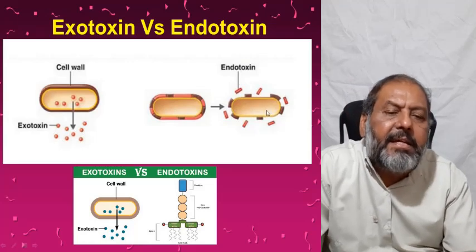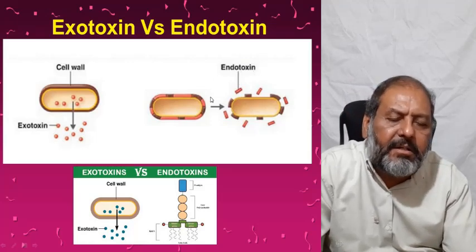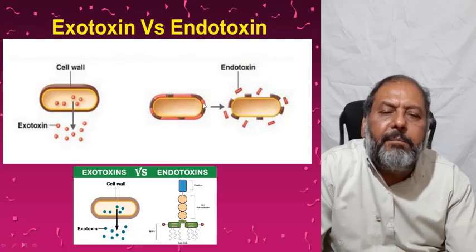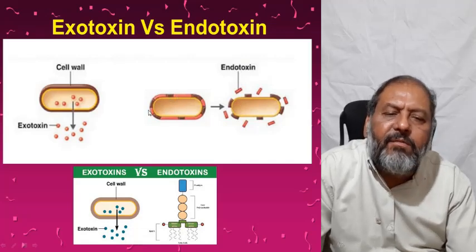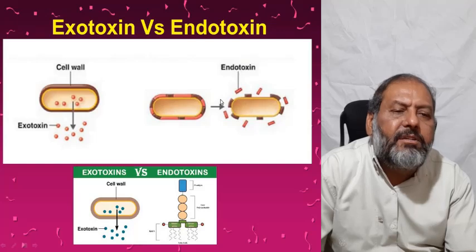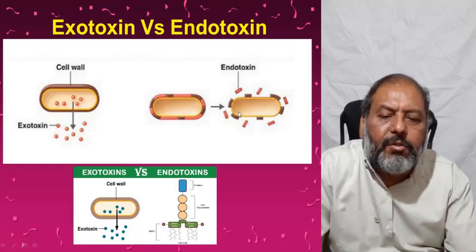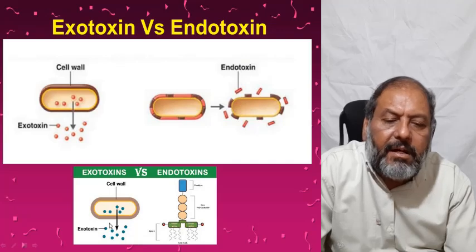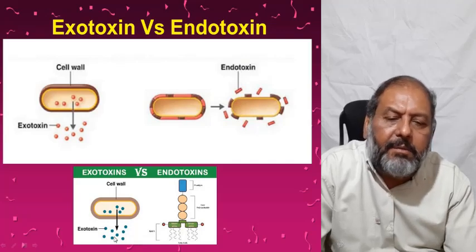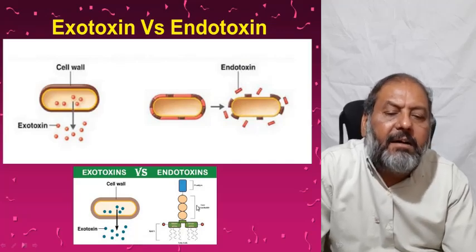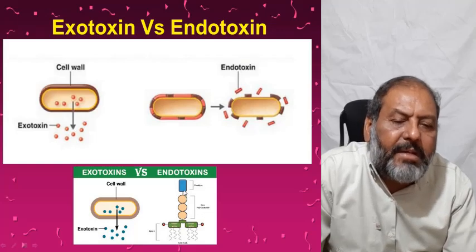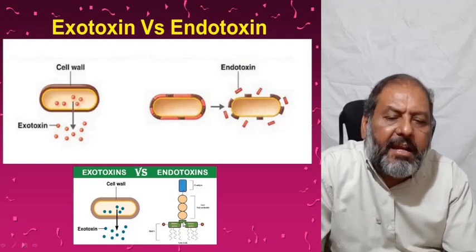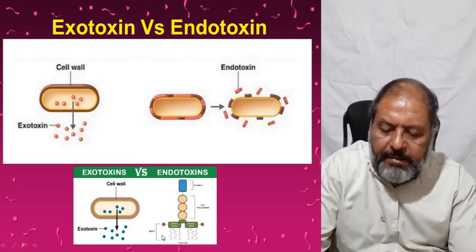And here, in the case of gram-negative bacteria, one can see the cell wall. When the bacterium dies, the cell wall fragments and acts as the endotoxin. The cell wall of gram-negative bacteria has three parts, and that totally behaves as endotoxin.